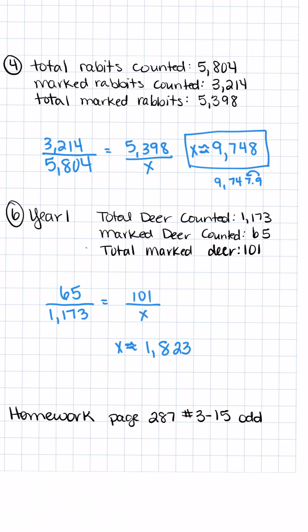Okay, so I set this up, right? Total marked deer counted. Total counted, right? Counted stays on this side. Total deer marked, right? They know how many they marked because they actually put the tags in them or whatever they did. Tells us the population. So when you cross multiply those two and then divide it by this, you get approximately, that's why I have those squiggly ones, 1,823.